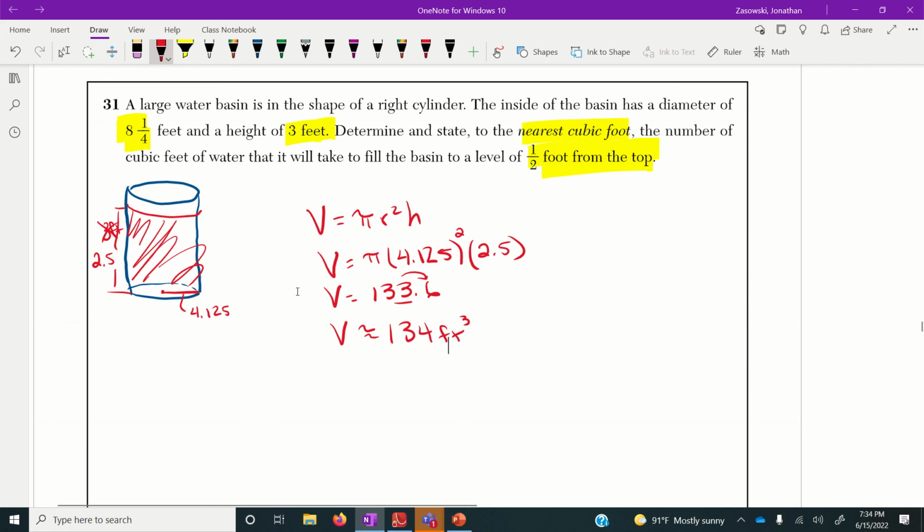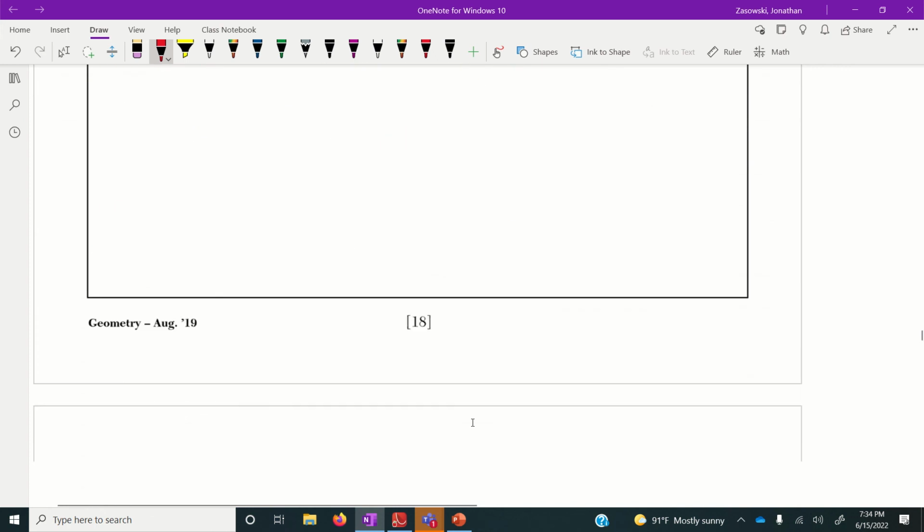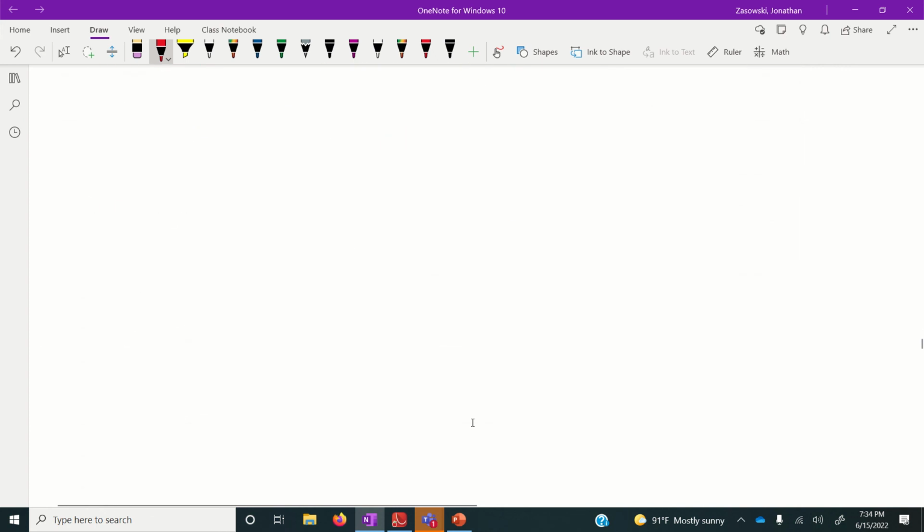Okay, a lot of ways to lose points in that question. If you use 3, if you didn't do half of 4.125, if you rounded wrong, so just be careful and pay attention to the details.